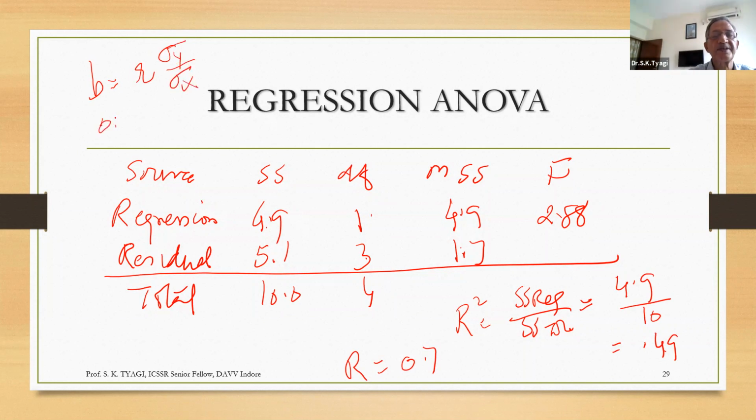And B is 0.7. Because sigma y and sigma x are same, they cancel, so B is nothing but R. So R is 0.7. So R in this case is 0.7. R square is this. And if we want to calculate adjusted R square, you can calculate that also.